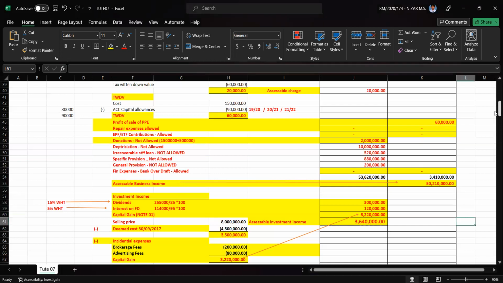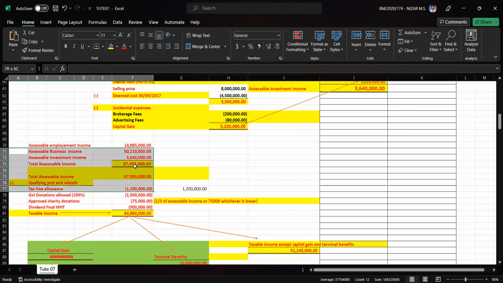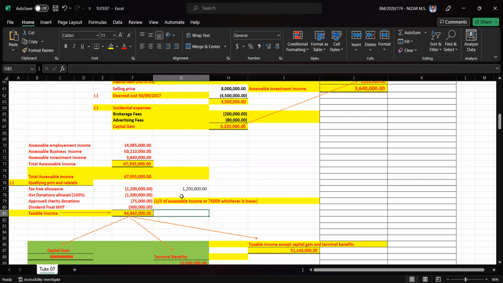After computing these three, you can see here we are computing the assessable income and employment income after the qualifying payments, tax free allowance, government donation without a limit. You know that approved charity donations are allowed, but you want to remember that in the form of money, you can't deduct the entire portion. There's a limit ceiling, one-third of assessable income or 75,000, whichever is lower. As per this, it is up to 75,000. After the final dividend, those are final withholding tax, you can once deduct it.